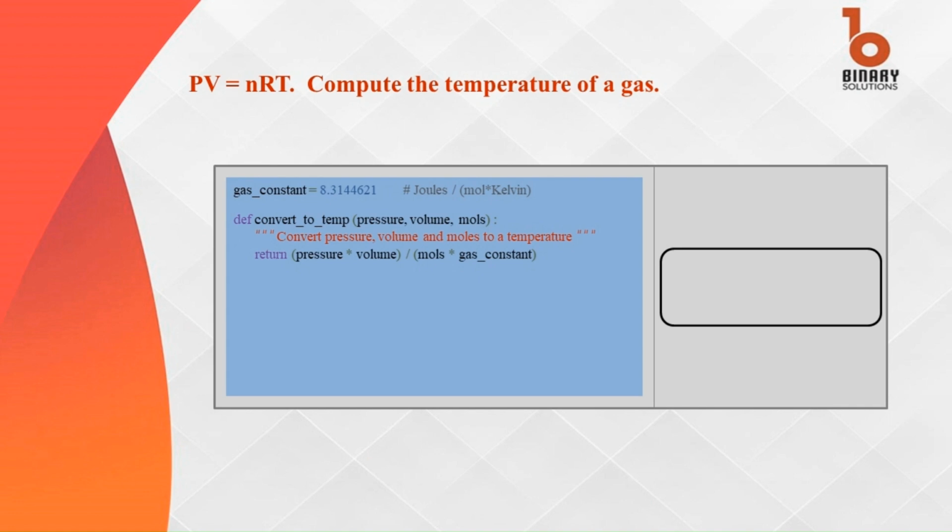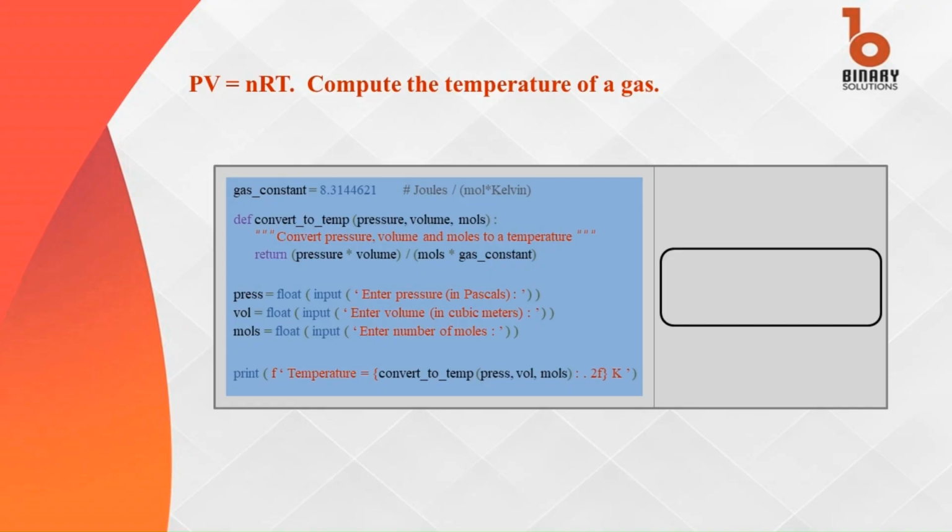8.314621. The program prompts the user to input the values for pressure, volume, and moles, and outputs the calculated temperature in Kelvin with two decimal places. For example, when the user inputs a pressure of 2500 pascals, a volume of 35.5 cubic meters, and 18 moles, the program calculates the temperature as 593.01 Kelvin. This demonstrates how the ideal gas law can be applied in practical scenarios to calculate unknown properties of a gas.